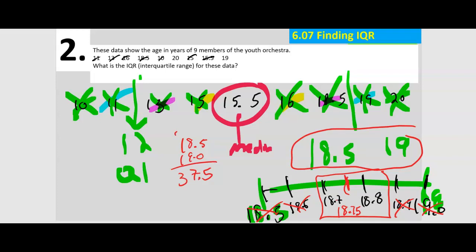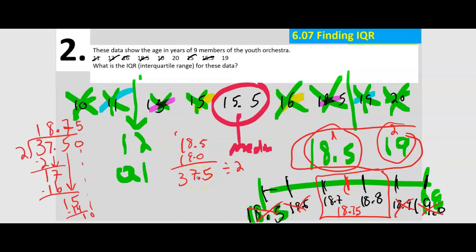Now divide by how many data points you have. We have 2 data points. Here's the first data point, which is 18.5. Our second data point is 19. So divide 37.5 by 2 and see what you get. And regardless if you do this on a calculator or if you do it with long division, you're going to get 18.75.